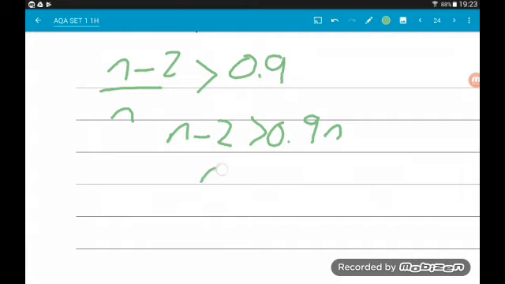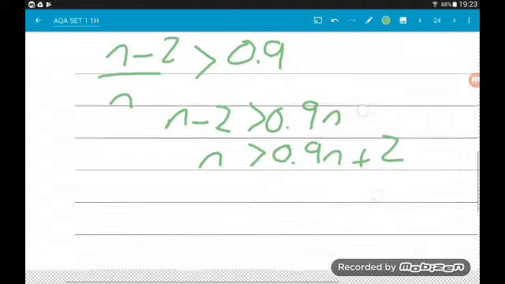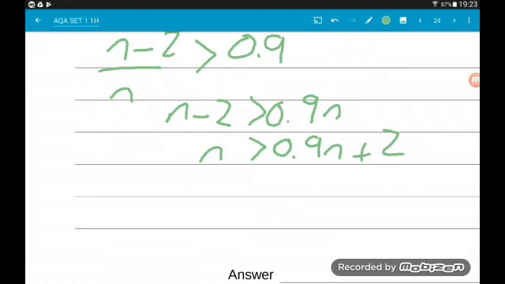The next thing we can do is add 2 to both sides. So we get n is greater than 0.9n plus 2. We then want to get the n's on the same side. So I'm going to take away 0.9n, which is going to leave me with 0.1n is greater than 2.